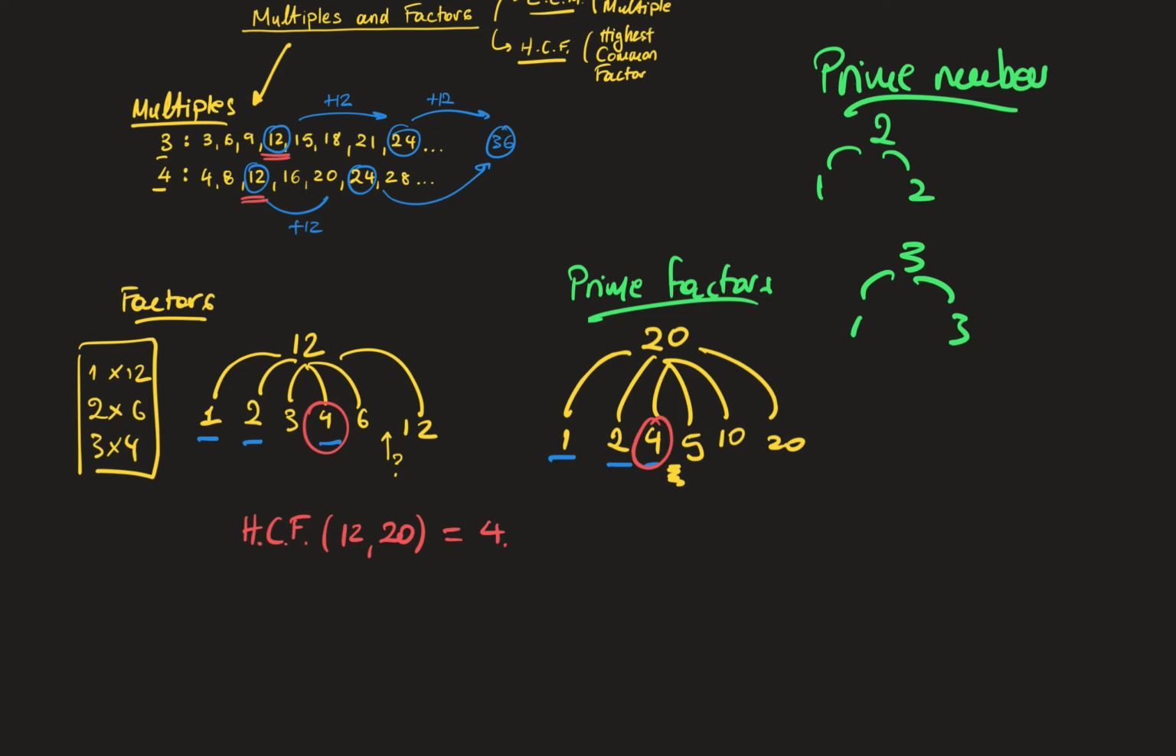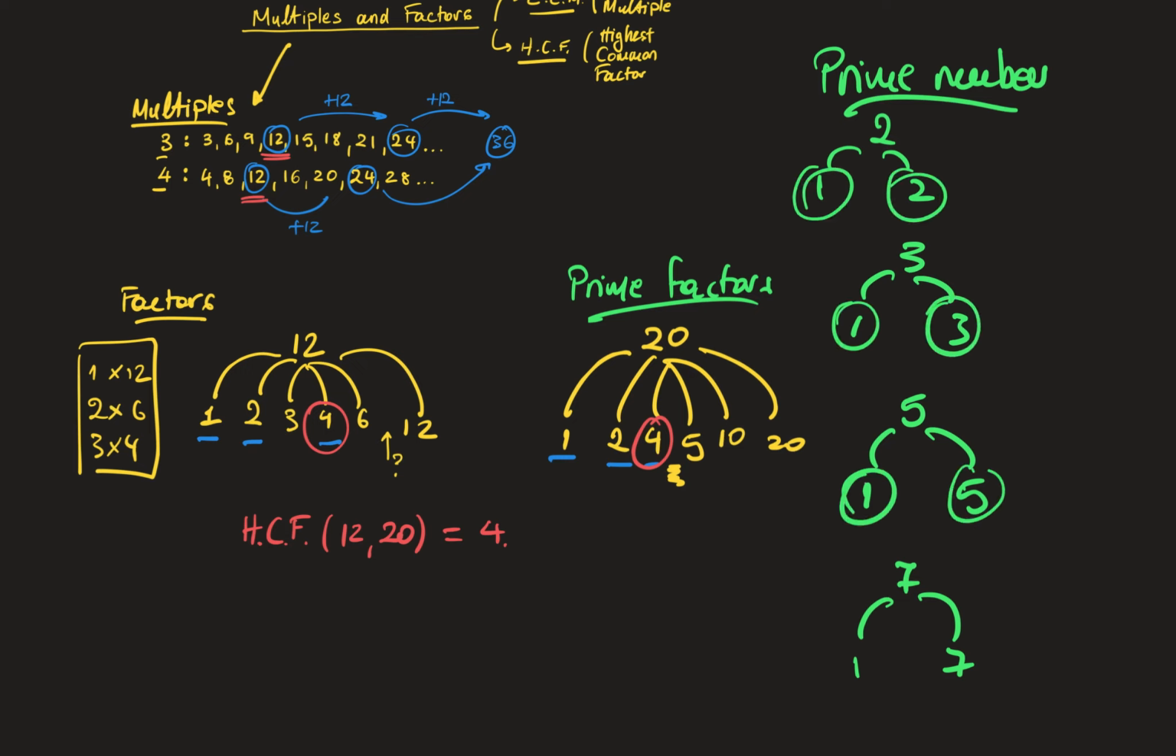4, we have 2 times 2 and 1 times 4, so that's not going to work. But 5, we have 1 times 5, right? And there's no other combination. 2 times 3 is going to be 6 and so on, and the next one is going to be 7. So 1 times 7. All these numbers that only have 2 legs, like this one, if you think about it as the number of legs that they have, all of those are prime numbers, right?